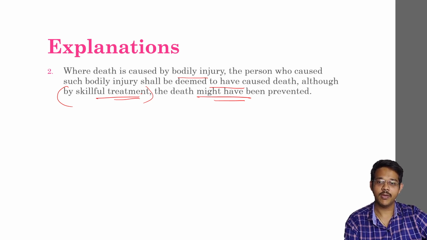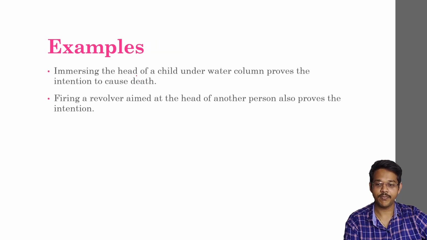So the person has the intention to cause death and inflicted injuries which caused death, but there may have been a possibility of the injuries being treated. If the person had been taken at the correct time and treated, he may have survived, but even then it is considered culpable homicide.